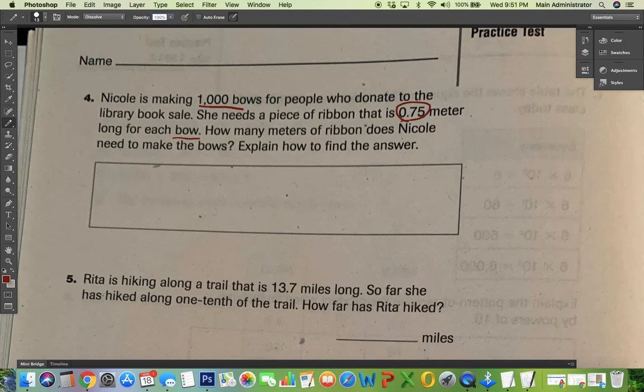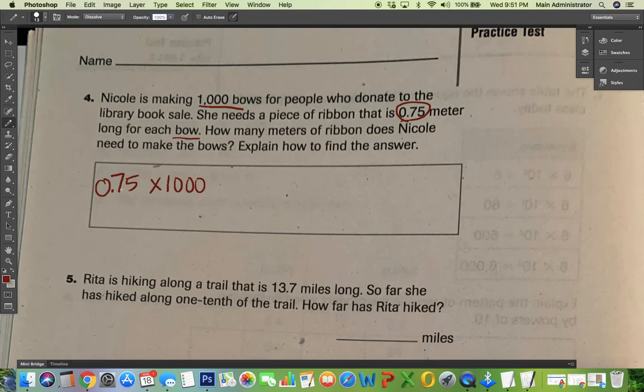So she's got to make 1,000. Explain how to find the answer. If it takes me this much to make one bow, but I need 1,000, I would take this number and multiply it by 1,000.